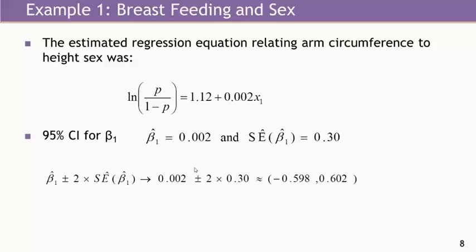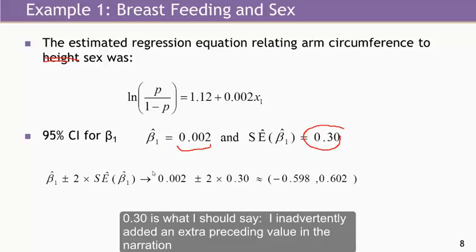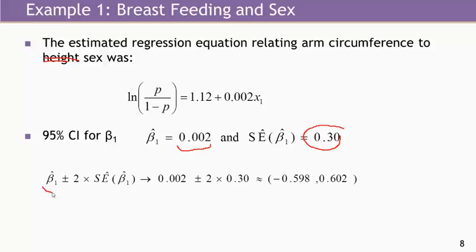So let's look at the results for relating breastfeeding to sex. The estimated slope was 0.002. The standard error estimate of the slope from the computer is 0.03. We want to create a 95% confidence interval for the slope. We take our estimate plus or minus 2 standard errors, and it gives us a 95% confidence interval from negative 0.598 to positive 0.602. So this interval for the slope includes the null value for the log odds ratio of 0.